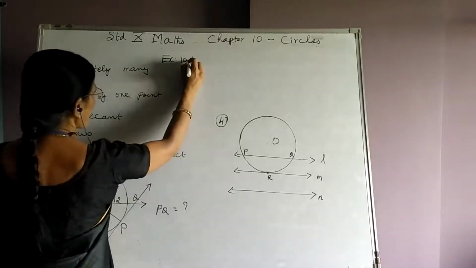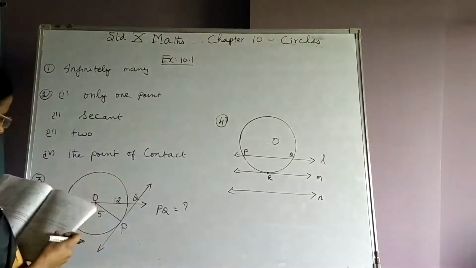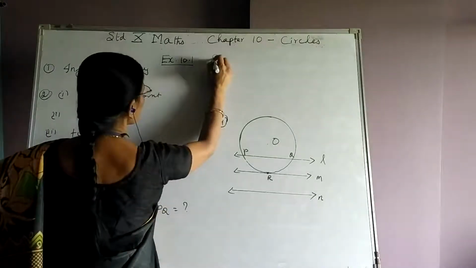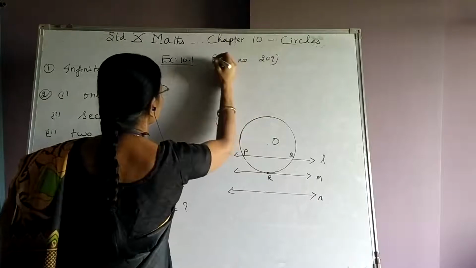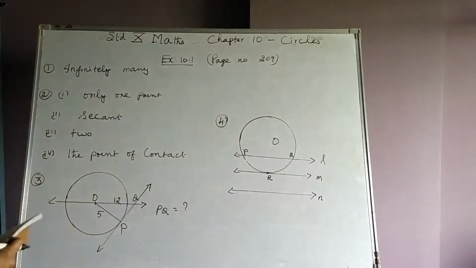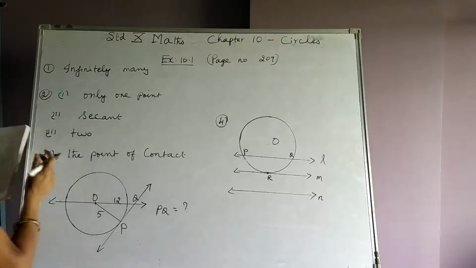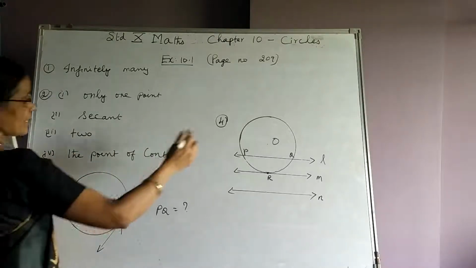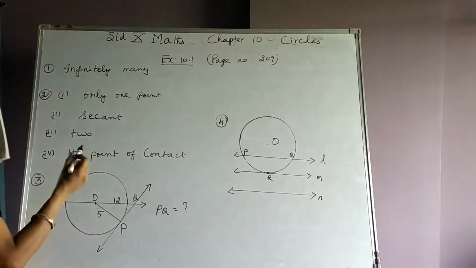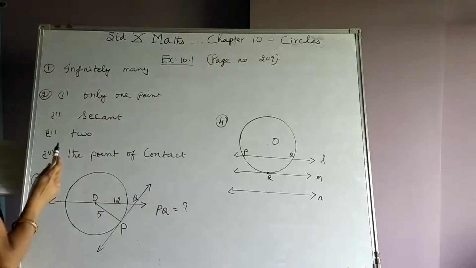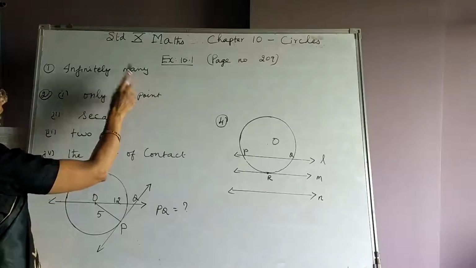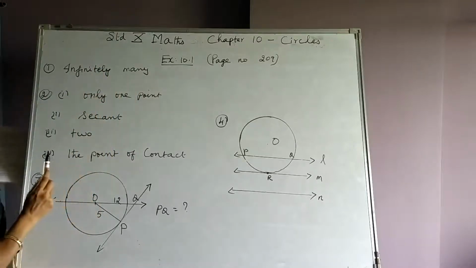Exercise 10.1, page number 209. Let us read the first question. How many tangents can a circle have? When a circle is given, how many tangents can be drawn? Infinitely many. This we saw in the beginning of the topic. Infinitely many tangents can be drawn to a circle.